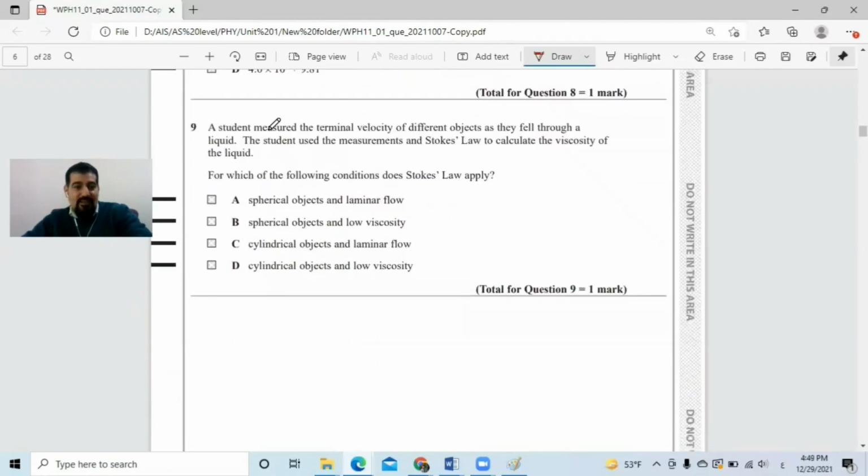Okay. Number 9. A student measured the terminal velocity of different objects as they fall through a liquid. The student used the measuring cylinder and the measurements and Stokes' law to calculate the viscosity of the liquid. For which of the following conditions is Stokes' law applied? Yes, what are the conditions for Stokes' law?